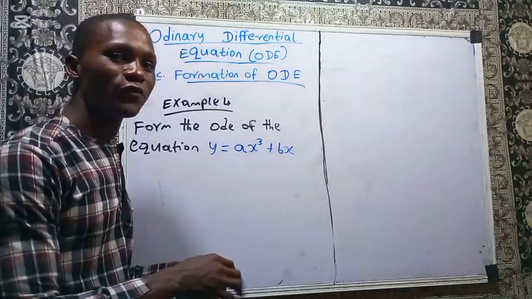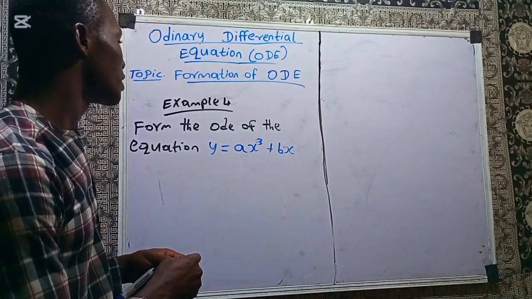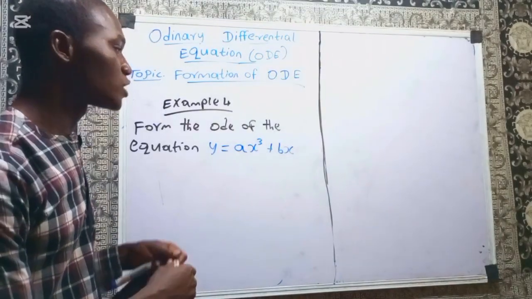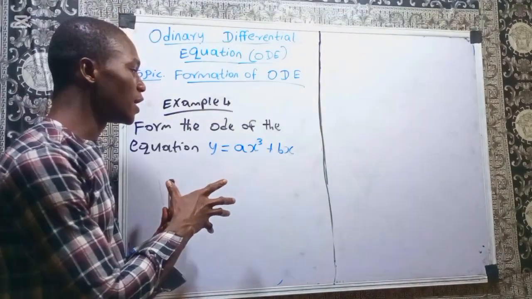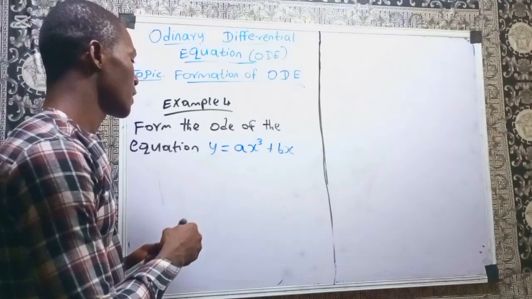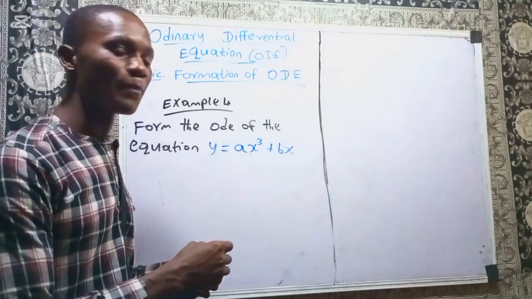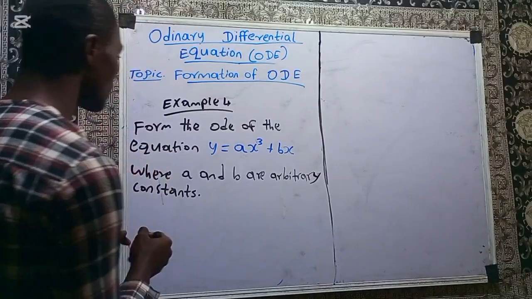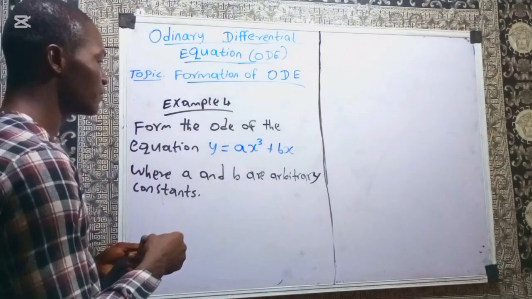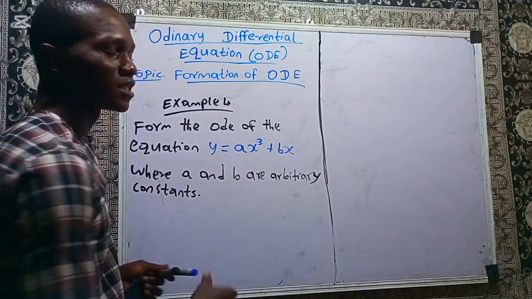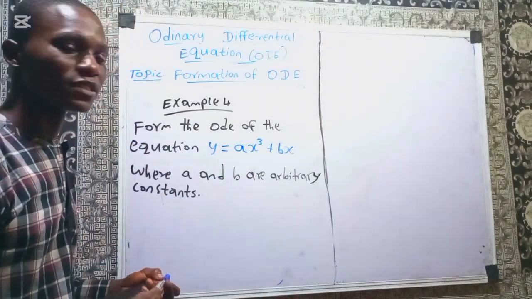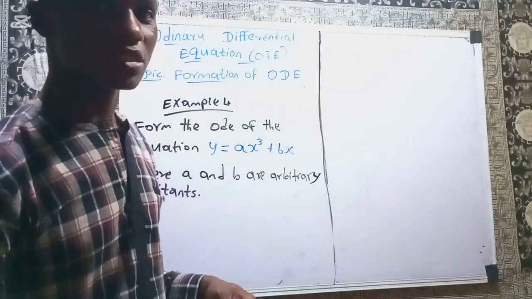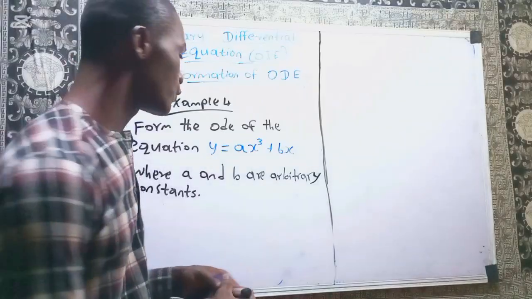So let's look at example 4. They ask us to form the ODE of the equation y equals ax raised to power 3 plus bx. So we want to form the ODE of this given equation. We have a and b as arbitrary constants. Clearly, we have to differentiate this equation 2 times because we have 2 arbitrary constants, and this will lead us to an ODE of order 2.